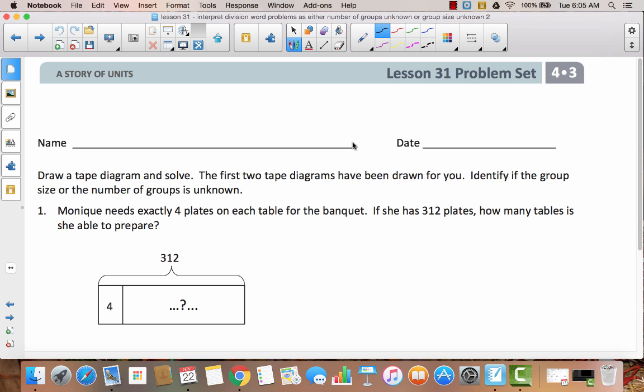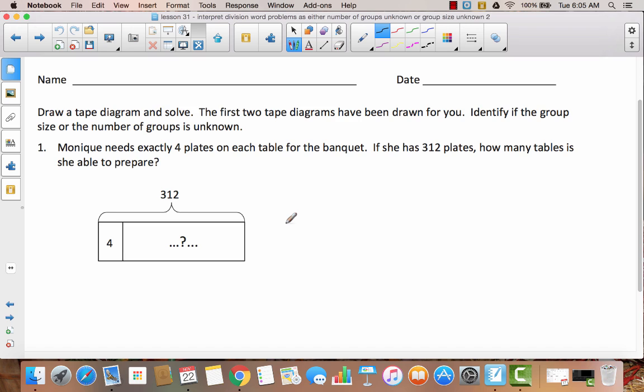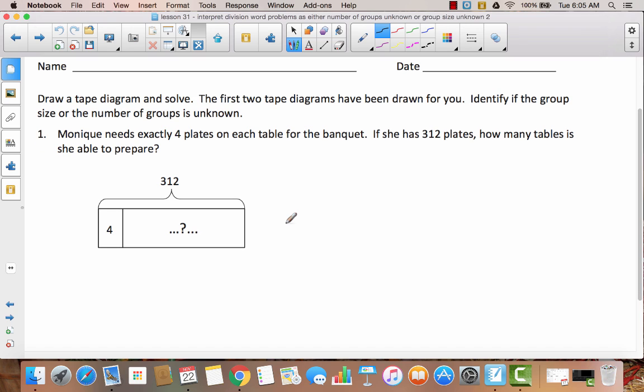So let's take a look at number 1. Monique needs exactly 4 plates on each table for the banquet. If she has 312 plates, how many tables is she able to prepare? So I can see here they have a total of 312 plates. And we know that they need 4 plates in each group. So this means that we know the group size. We know that there's going to be 4 in each group. We just don't know how many groups we can make because we don't know how many tables. So that's what this tape diagram is showing.